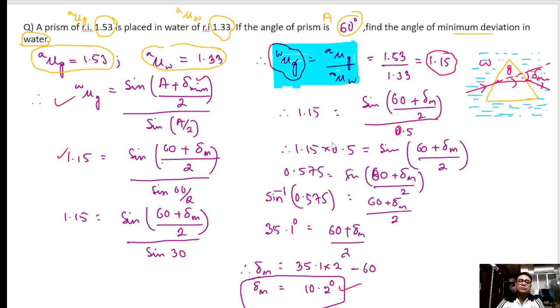Okay, so I am just discussing how you should be doing the numericals. That is very important. There is no use of wasting time in calculations. Okay, so this is how we calculate. This is 60 degree. This is 60. Okay, so this is how we calculate the angle of minimum deviation when the prism is put in water.